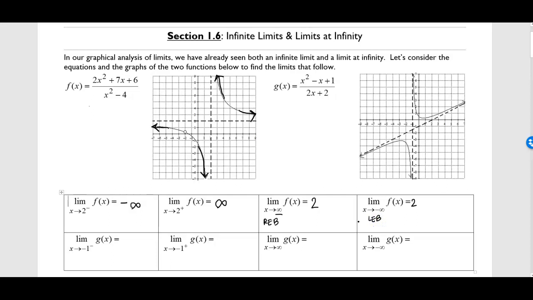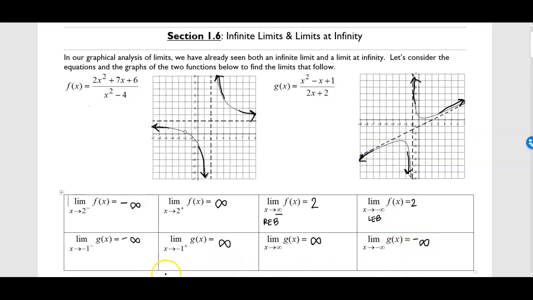All right, see if you can try the next limits on your own for g of x. Okay, for x approaching negative 1 from the left, that is going down to negative infinity. For the limit as x approaches negative 1 from the right, we have positive infinity. For the limit as x approaches infinity, my right end behavior, I see that that graph is going up to infinity. Again, that limit technically doesn't exist, but we want to be as specific as possible. And for x approaches negative infinity, I see that my graph is approaching negative infinity.